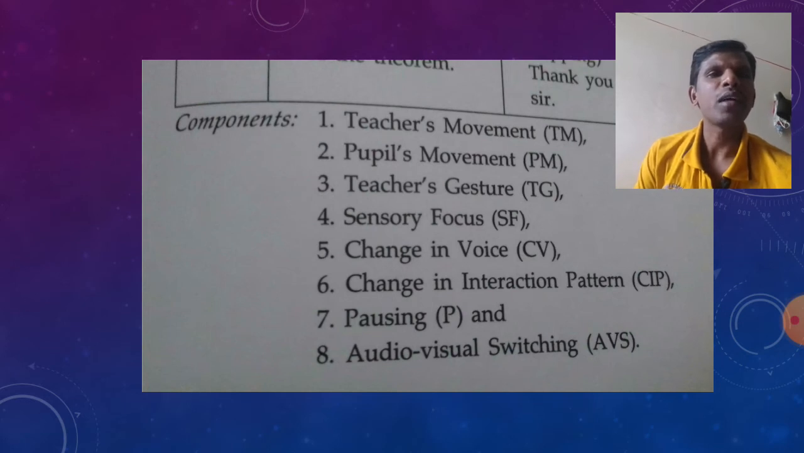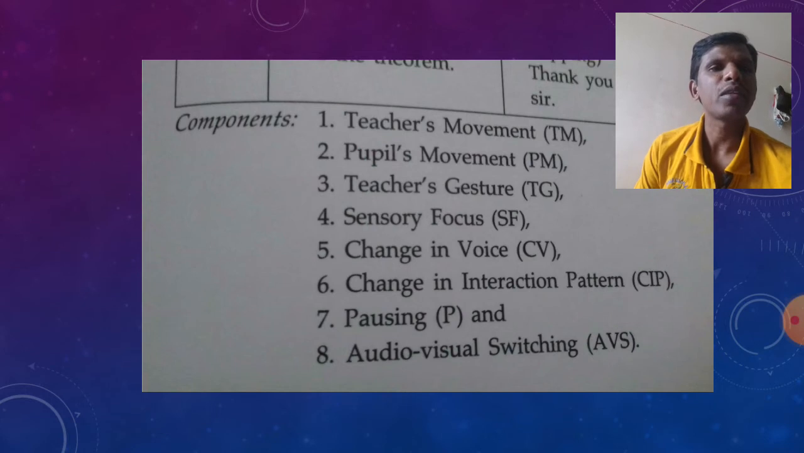If you go to the second component, pupils' movement: the pupils always sit in the benches or in their places, but they have to move in the classroom accordingly, as per the instruction of the teacher. Whenever the teacher asks the students to come and write something on the blackboard, or demonstrate, show or exhibit something, sometimes they have to move. They should not sit in their respective places.